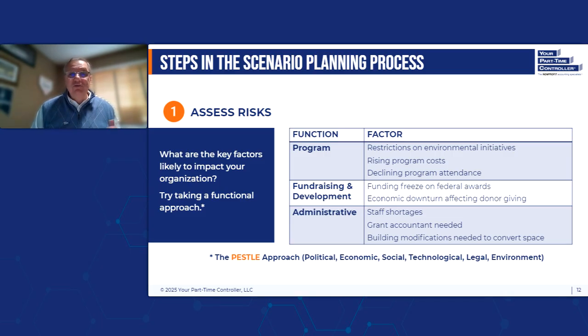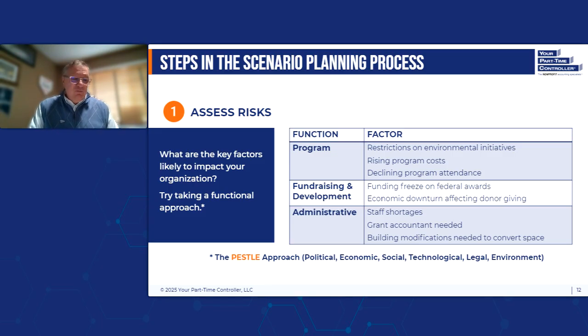So on the program side, maybe rising program costs is a factor, or declining program attendance. On the fundraising side, maybe the funding freeze is causing you to have to think about other ways to generate revenue. On the administrative side, maybe staff shortages is a risk factor. So these are all ideas for you to get your brain thinking about what kind of risk factors or opportunity factors you want to incorporate into your scenario plan.